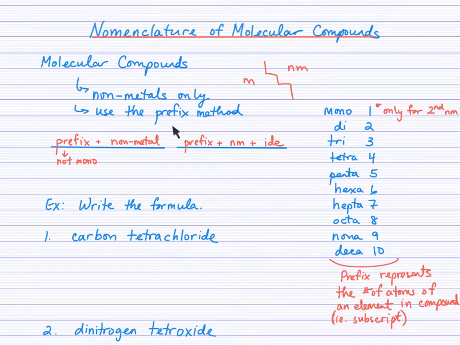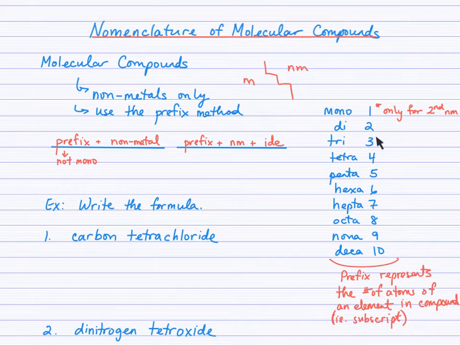So we're looking then at compounds, so particles that will have more than one type of element, and both of those elements will be nonmetals. Forget about the cross-down method, that's for ionic compounds only. We're going to use the prefix method for molecular compounds. That means you need to memorize this list.